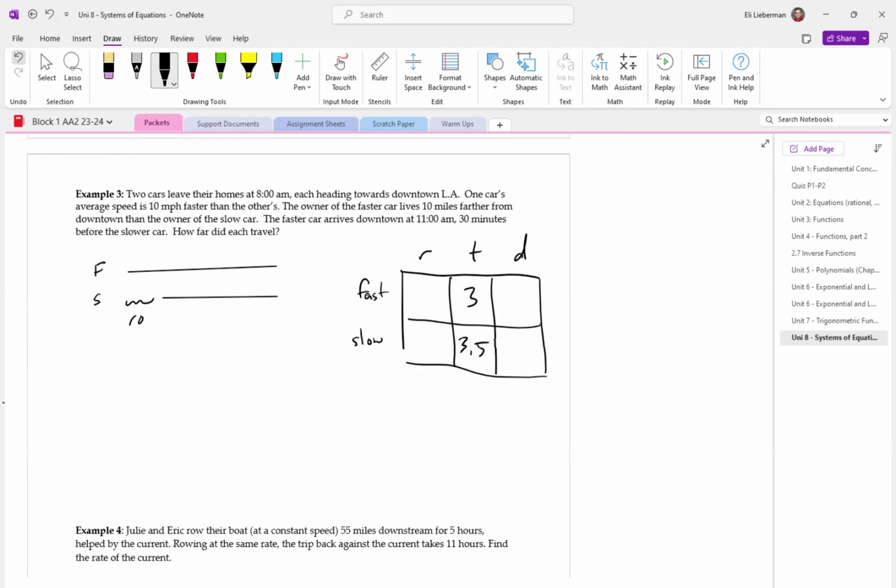Now, the way I'm going to define my variable here is just by putting letters in the box instead of saying let x equals that, let y equals that. No, that's not fun. Now it says that one car's average speed is 10 miles per hour faster than the other's. So what do you think? Could I just do this? R? If that one's R, then the other one is R plus 10. Now, of course, I could use X and X plus 10 there, but it's nice to have an R. R means rate.